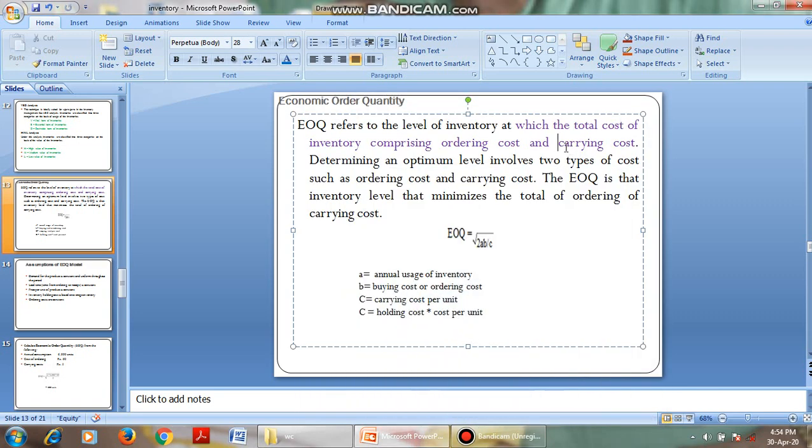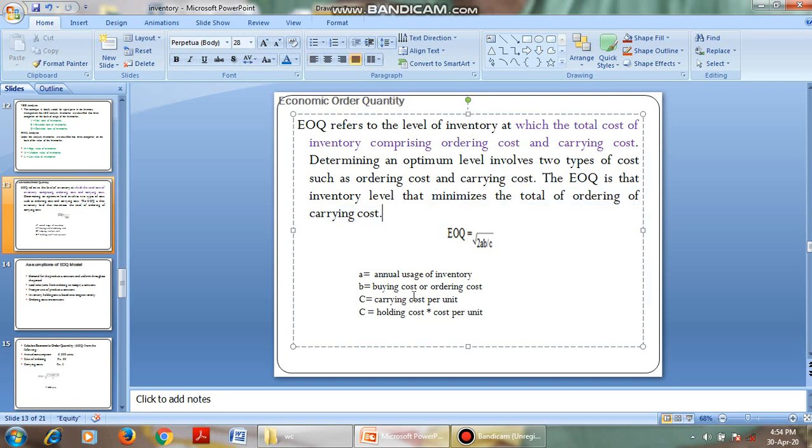The cost which is incurred to carry the product, we call it as carrying cost. Okay, right. This EOQ is nothing but the economic order quantity, that is the quantity which you order should minimize the total ordering cost as well as the carrying cost.